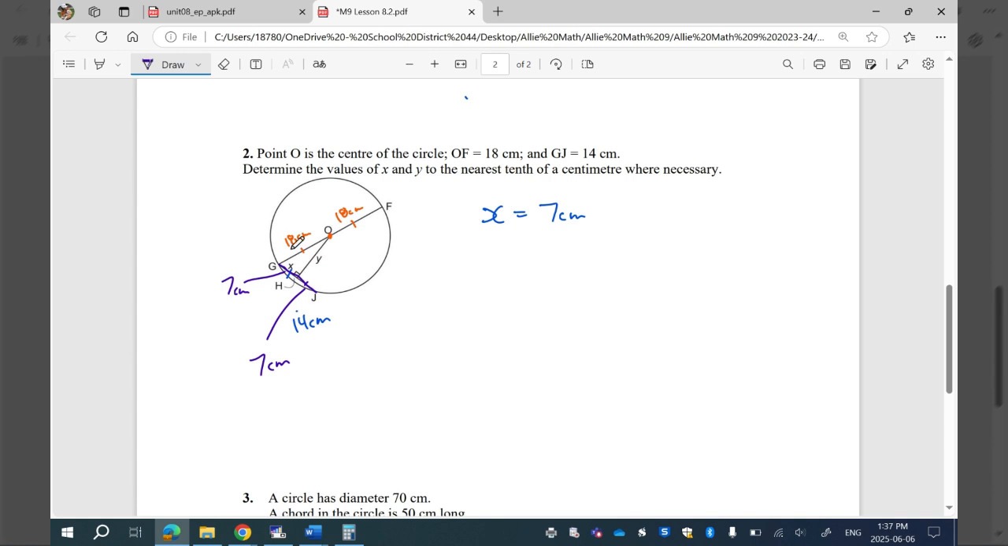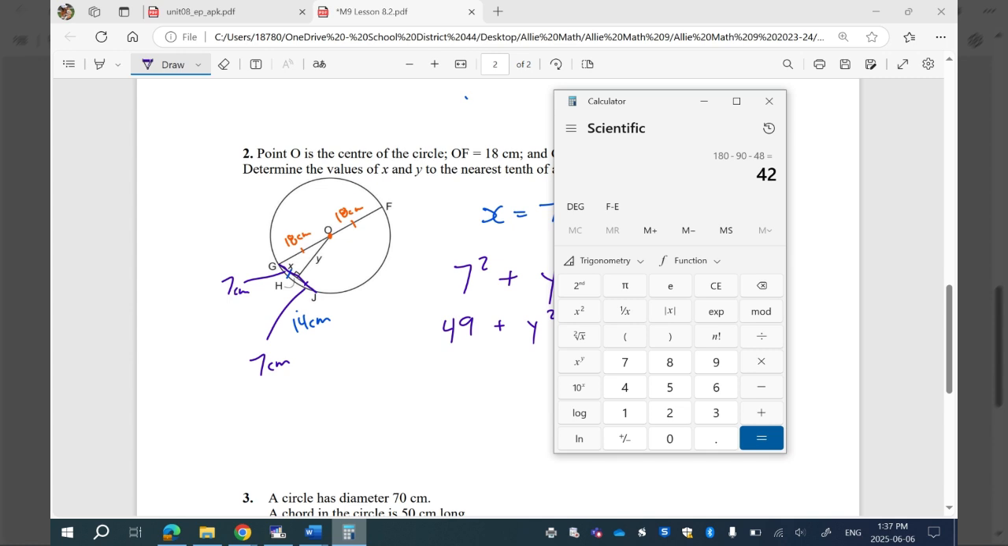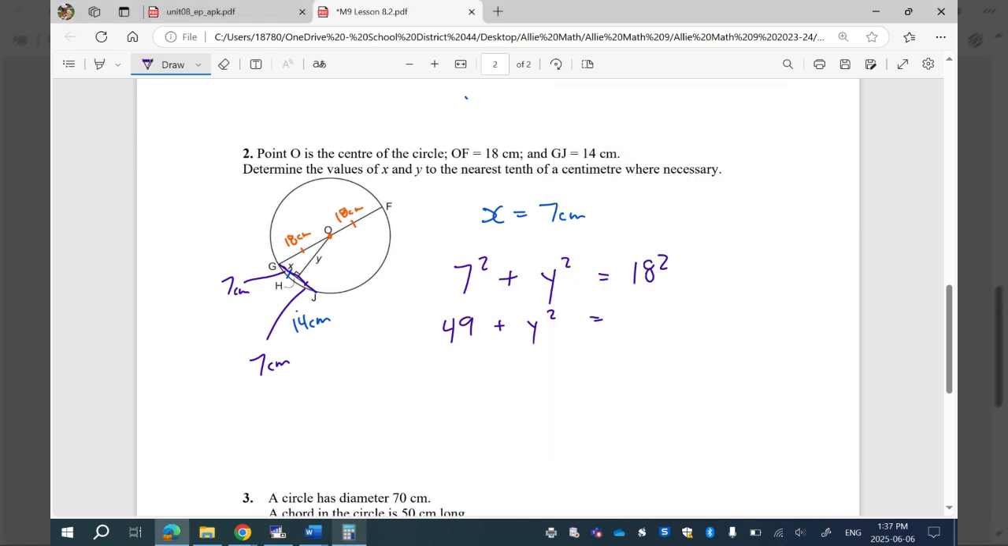And now what else can we do? We have that this part, the hypotenuse of our triangle, the longest side and the side that's opposite to our 90-degree angle, is 18, and one of our legs is 7. So we know that 7 squared plus y squared, that's what we don't know, equals 18 squared. So 7 squared is 49 plus y squared equals, what's 18 squared? 324, yeah, 324.